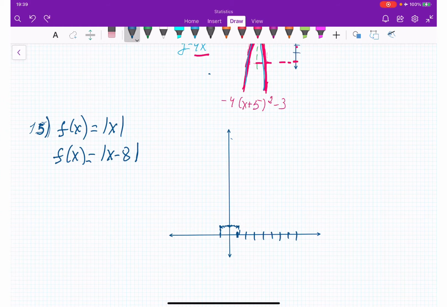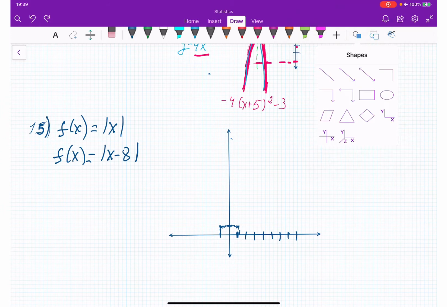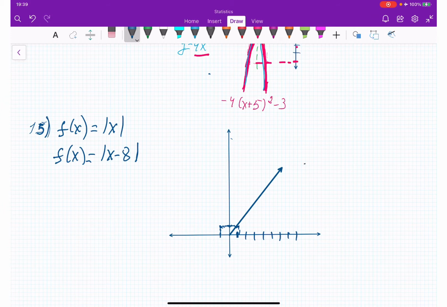All right, so let me see. I didn't mean like that. This way. This is 1. This is the other one. Okay, this is our absolute value of x.